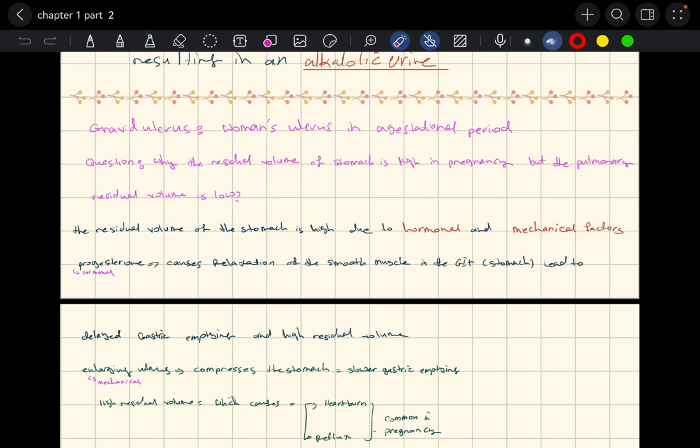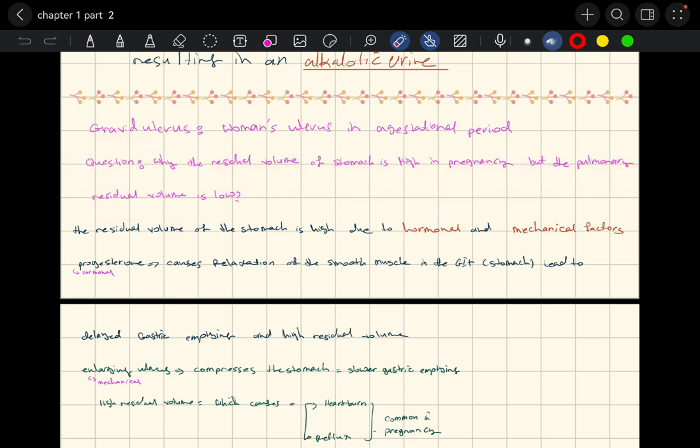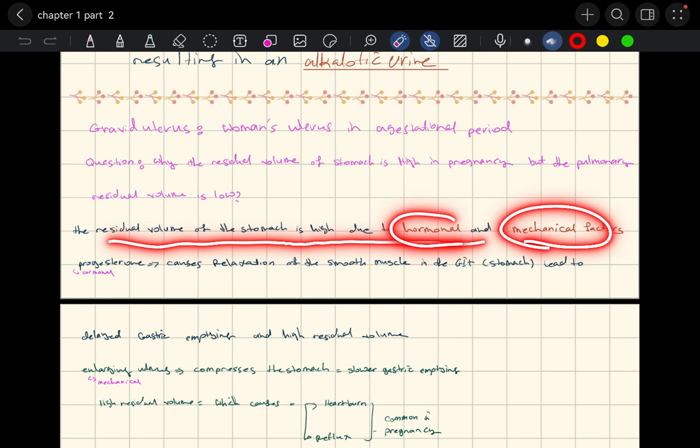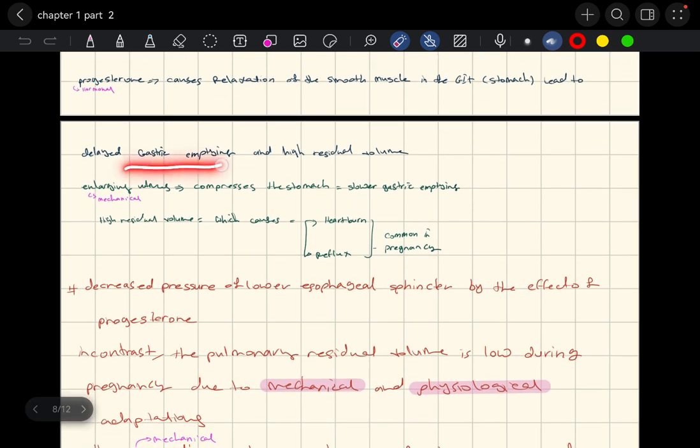Here we have the definition of a gravid uterus, which is a woman's uterus in a gestational period. And we have a question: why is the residual volume of the stomach high in pregnancy but the pulmonary residual volume low? The answer is that the residual volume of the stomach is high due to hormonal and mechanical factors. The first factor is hormonal: progesterone causes relaxation of the smooth muscle in the stomach and leads to delayed gastric emptying and high residual volume.